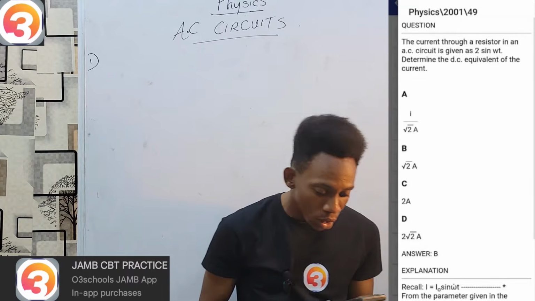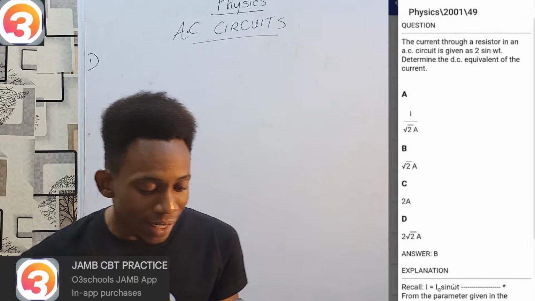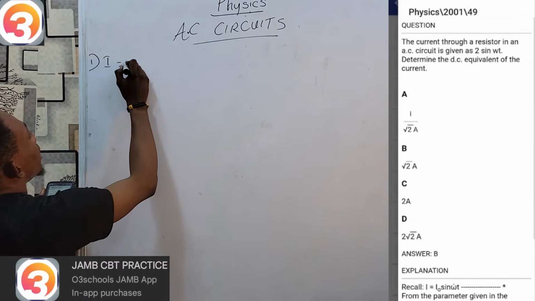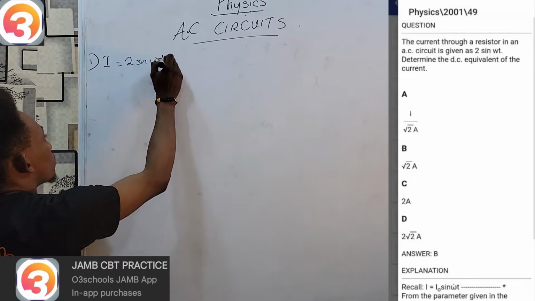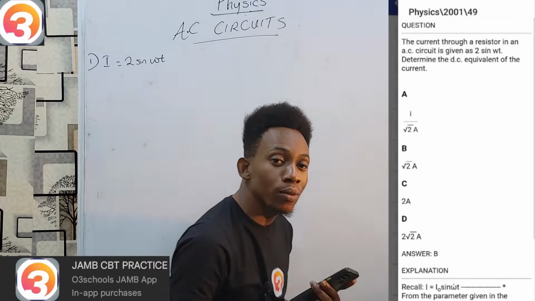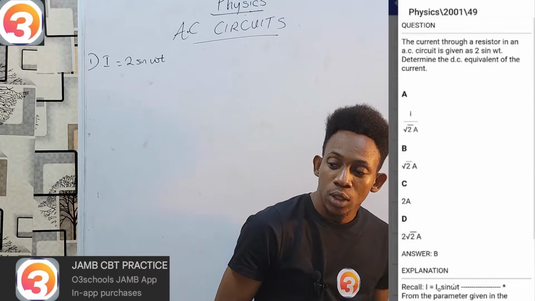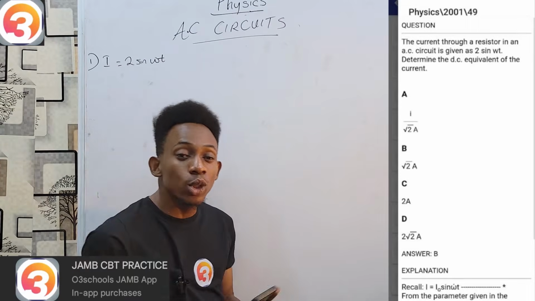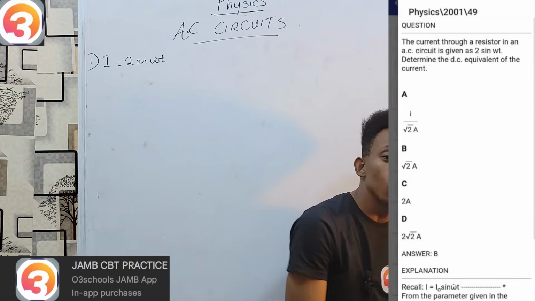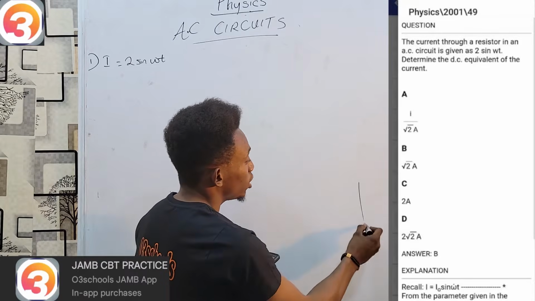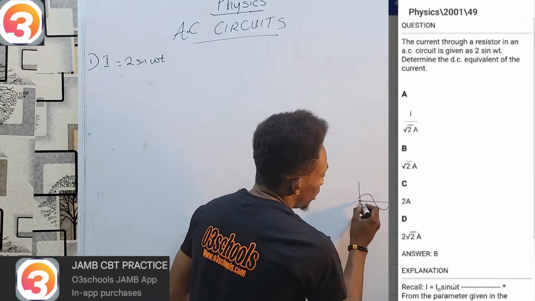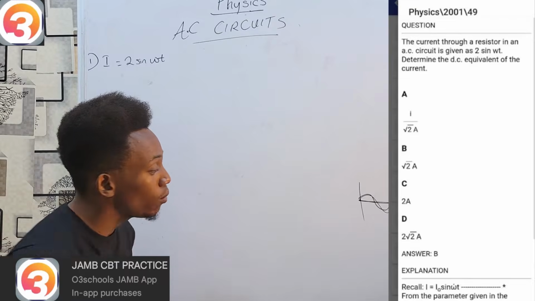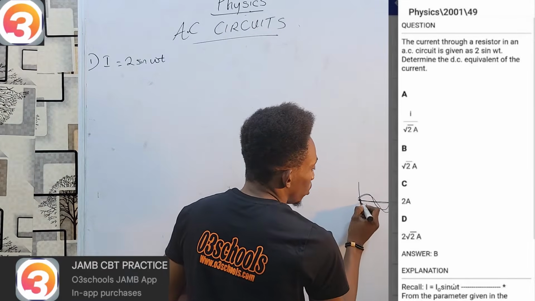The question says, the current through a resistor in an AC circuit is given as 2 sine omega t. And we are told to determine the DC equivalent of the current. Now, like I said, your DC equivalent of any current or voltage is actually the root mean square value of that current or voltage. This is a direct current going straight, while this is the alternating one. Therefore, if you're looking for the root mean square value, you need to get this direct value that corresponds to this alternating current.